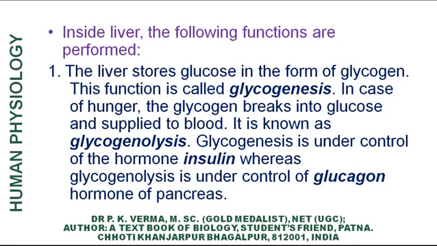Breakdown of glycogen is known as glycogenolysis. Glycogenesis is under control of the hormone insulin, whereas glycogenolysis is under control of glucagon. Both these hormones are secreted by the islets of Langerhans in the pancreas.